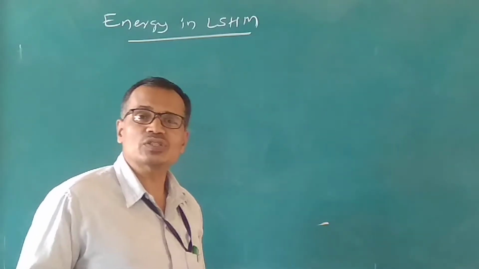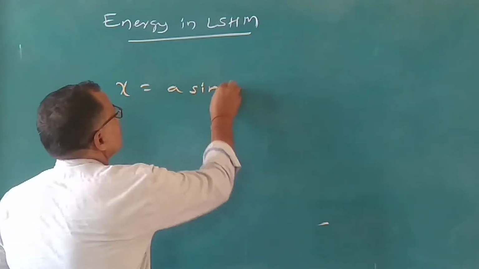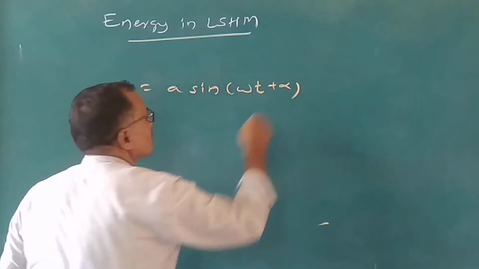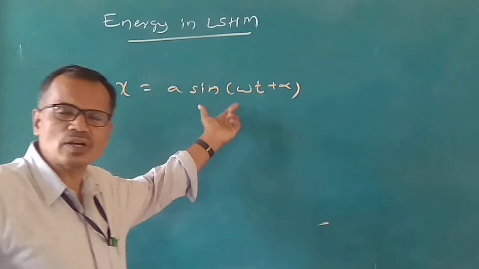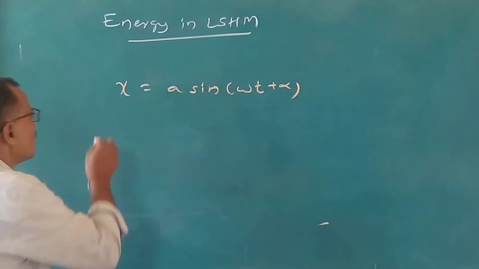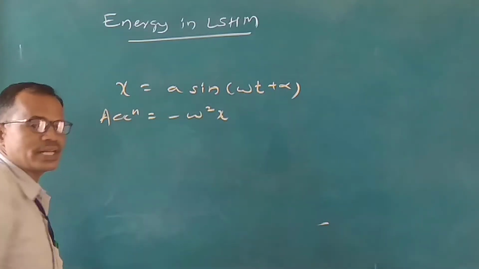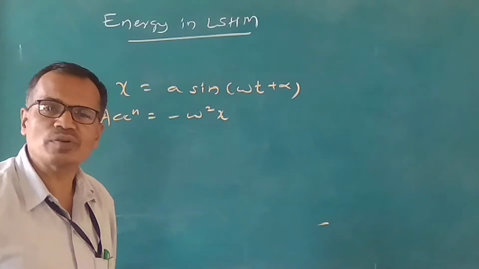Again, we obtained the equation of displacement, that is x equal to a sin(omega t plus alpha). This is the equation for the displacement of a particle performing linear simple harmonic motion. Again, we have obtained the equation for the acceleration: acceleration equal to minus omega square x.